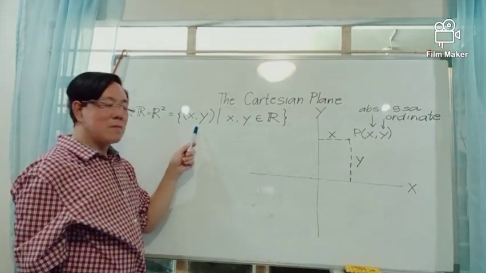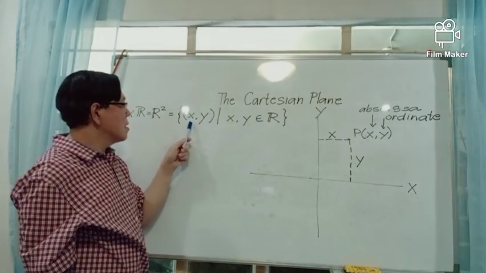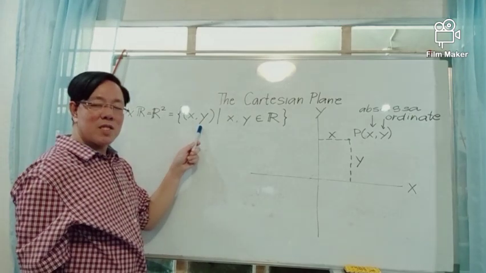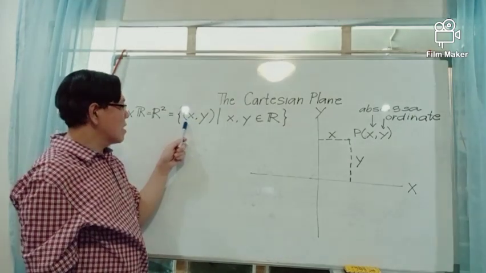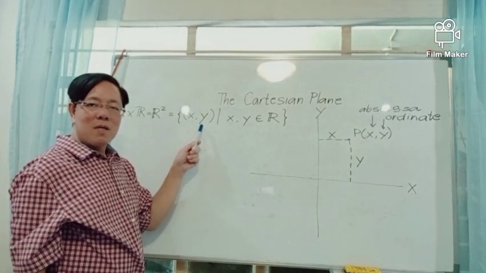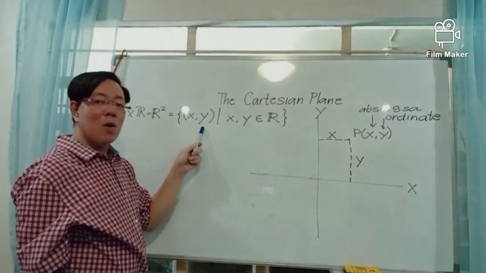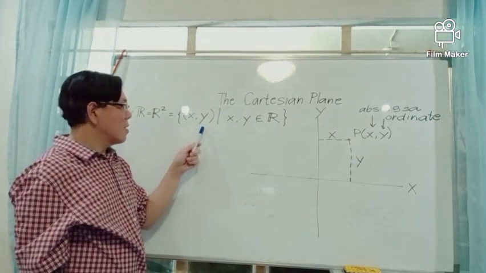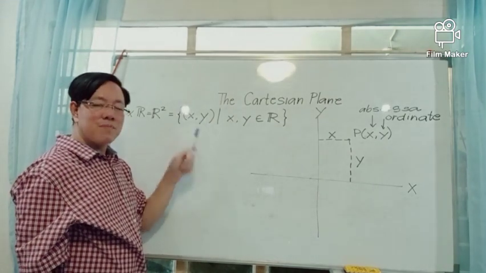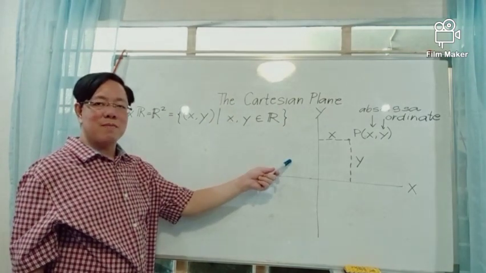For each point, there is always a pair of real numbers. Those are the abscissa and the ordinate of the point. And this point is said to be an ordered pair because the ordering of the abscissa and the ordinate matters. If you interchange the ordinate and the abscissa, you will get a different point in the Cartesian plane.